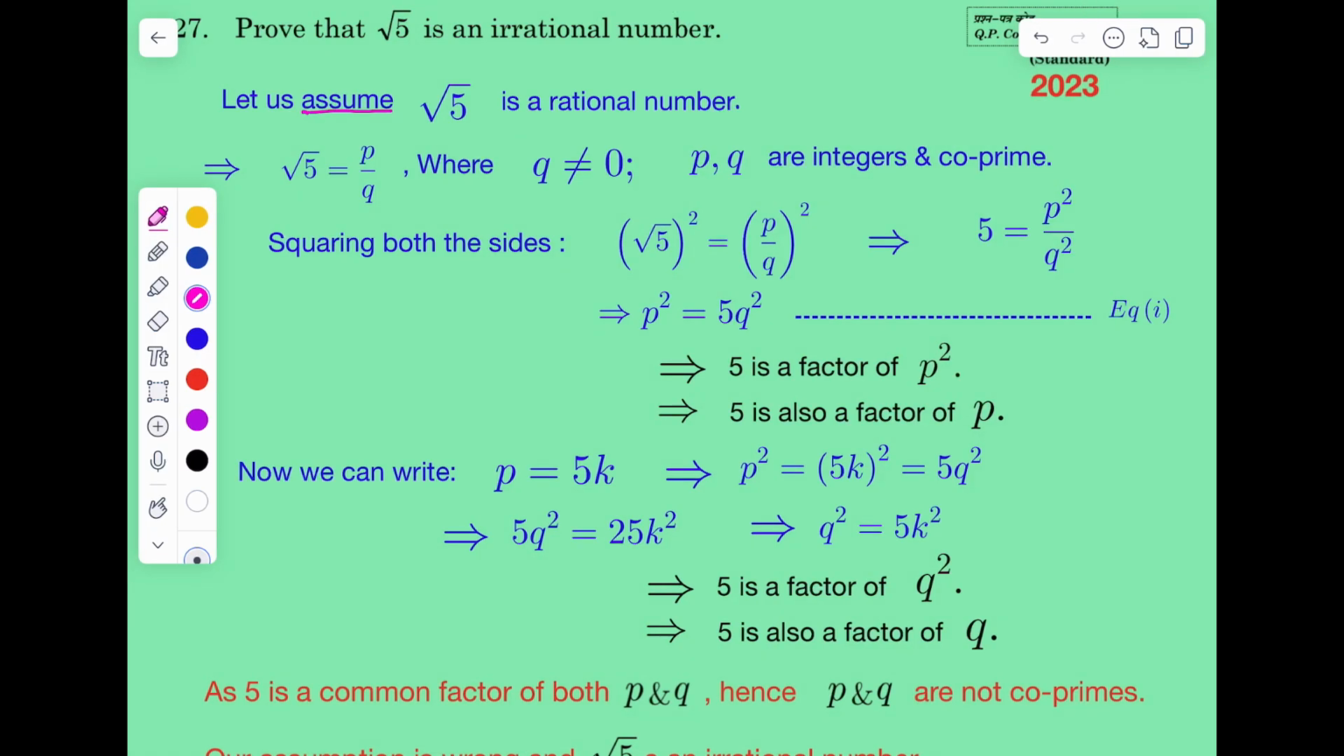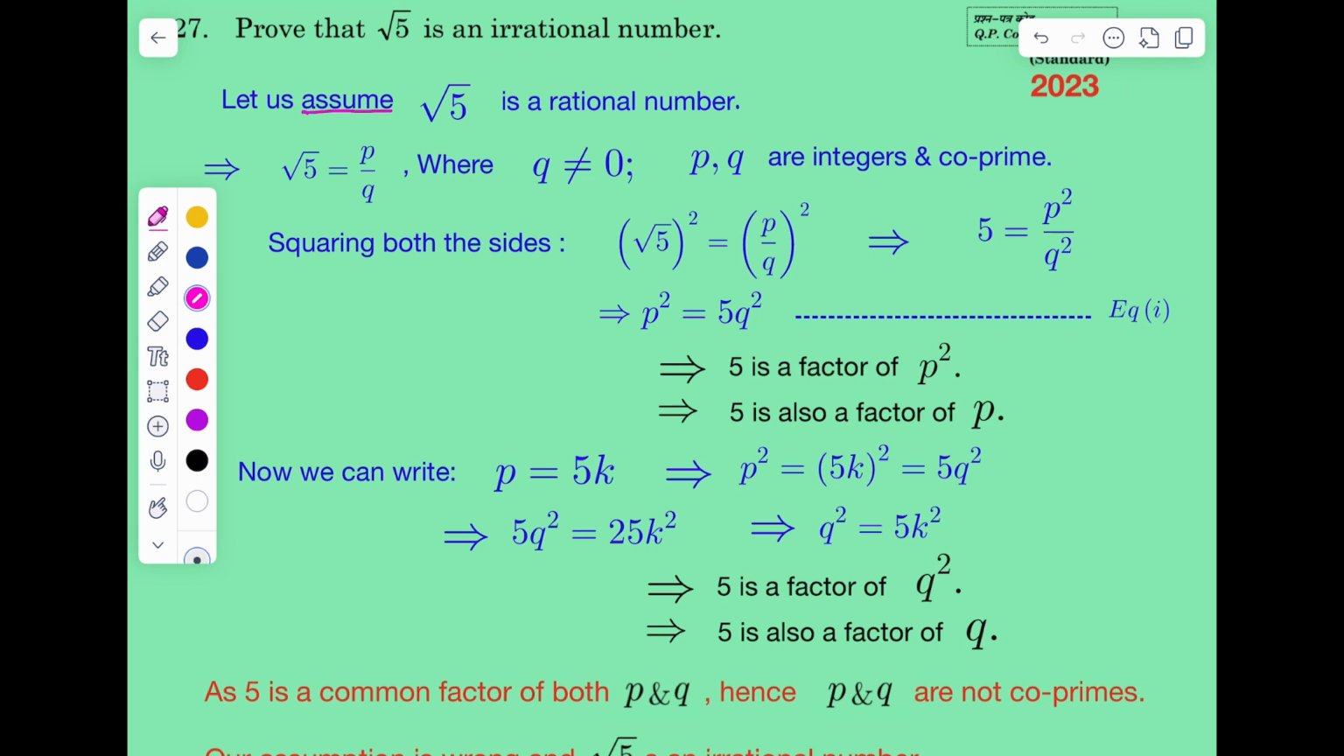Root 5 is an irrational number, that we have to prove. Actually, with root 5, one question always comes: either root 5 is an irrational number, root 2 is an irrational number, root 3 is an irrational number, or 2 plus root 3 is an irrational number, like that.